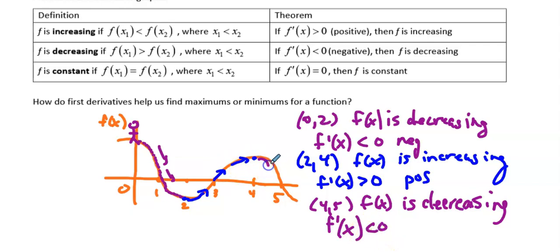All right, so that's a very straightforward example of what you see is what you get. Okay, what you see is what you get. Now let's talk about the second derivative.